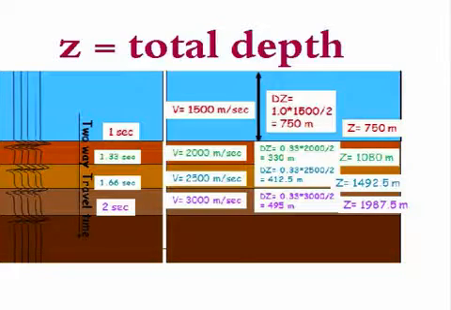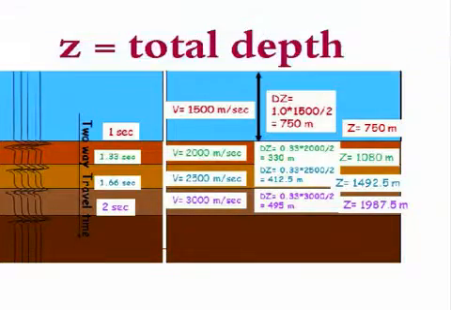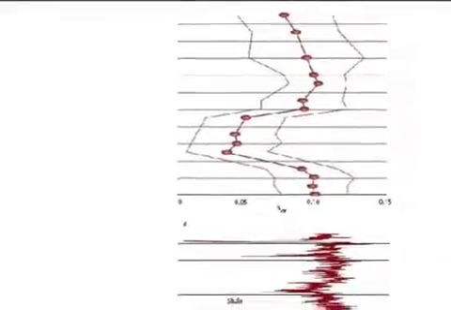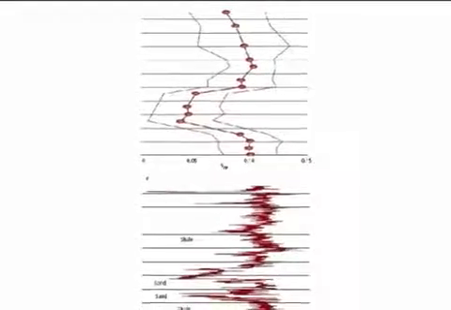Fourth zone, V equals 3,000 meters per second. dz equals 0.33 seconds times 3,000 divided by 2 equals 495 meters. And Z equals 1,987 meters. So we get a total basement depth of 1,987 meters. Now, you've seen how they can use the wavelets to determine the velocity as a function of depth.